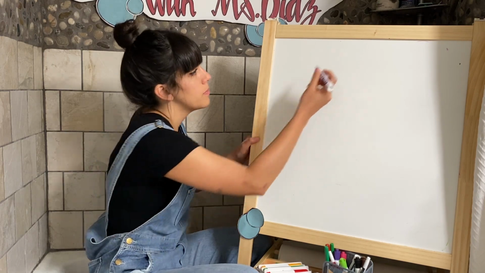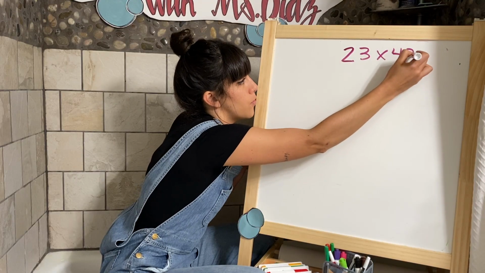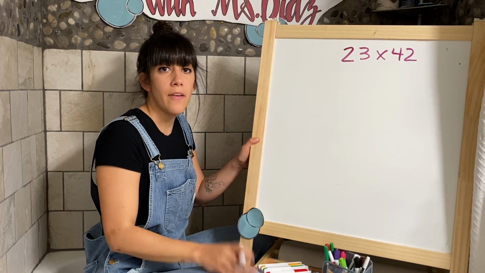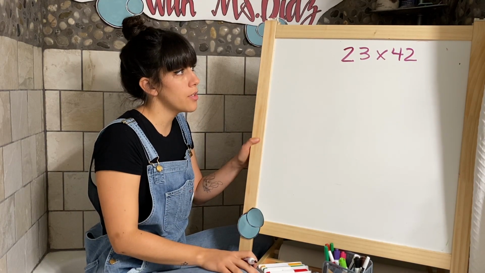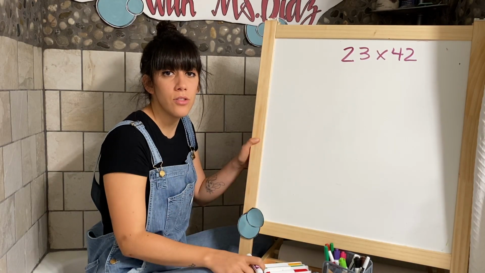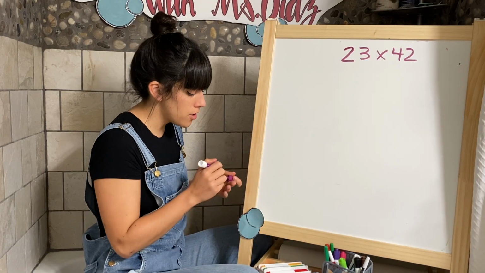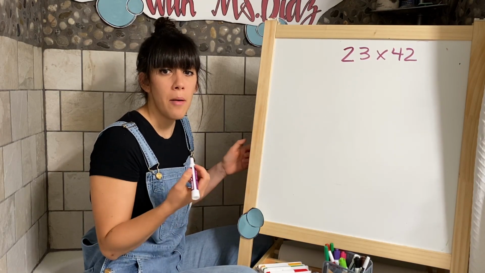So if my multiplication, let's say, was 23 times 42, if I'm not ready for standard algorithm or equations yet, I can break this down into an area model using box method. So my first step would be to create my box.